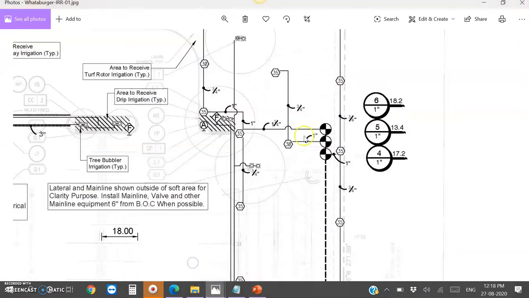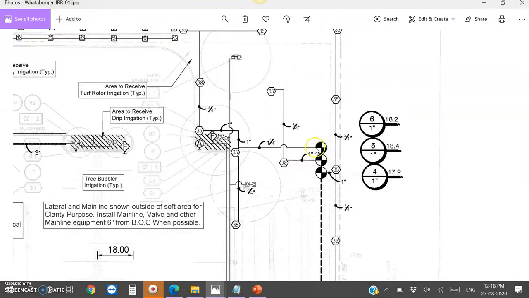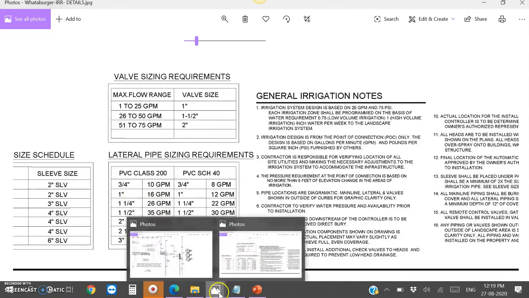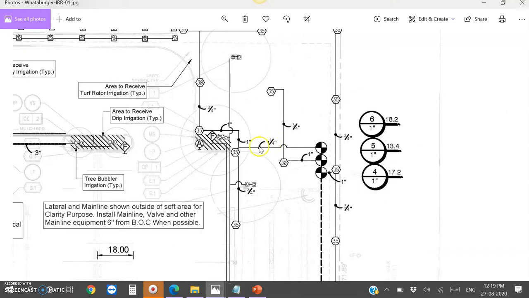So let's take this zone. Here we have used one and a quarter inch pipe, because this zone requires 18.2 GPM in total, right? So we have to pass 18.2 GPM in this line. Which is the safe size for 18.2 GPM? If you look at the picture I showed previously, we can only pass up to 16 GPM in 1 inch, but 18.2 GPM can be passed in one and a quarter inch. So that is why we have used 1.25 inches here. It's very easy to understand.